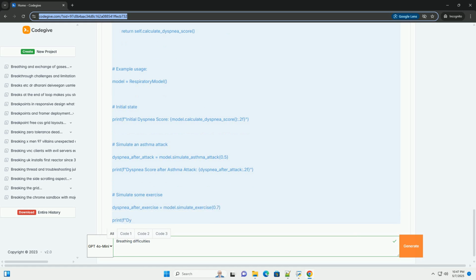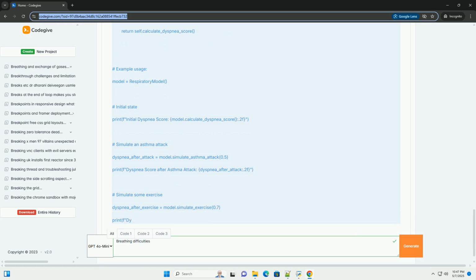We can create a basic simulation of how certain factors might influence perceived breathing difficulty. This will be a very abstract and simplified representation. Key points about the code. 1. Respiratory model class represents the respiratory system with key parameters. 2. Init initializes the model with baseline values for ventilation, oxygen saturation, airway resistance, lung compliance, blood oxygen capacity, and anxiety level.